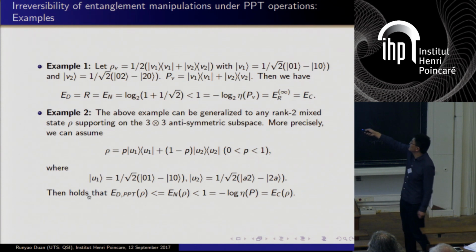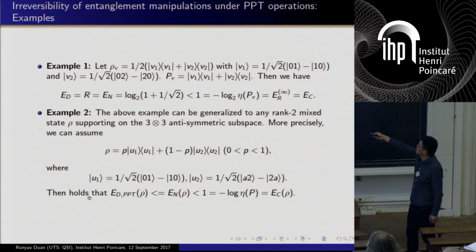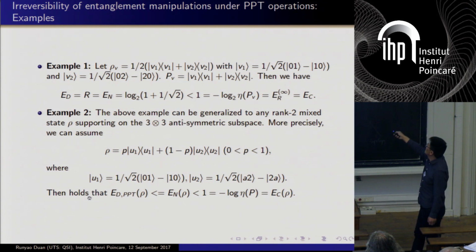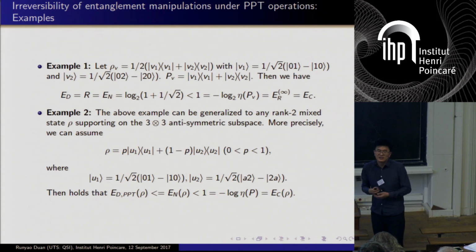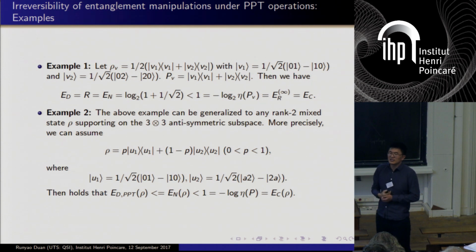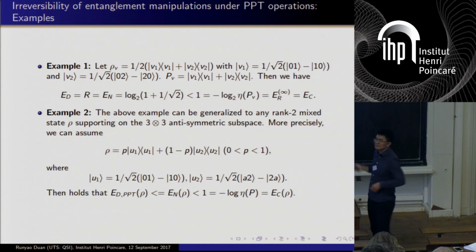And then we can show that ED is actually strictly smaller than 1, because we use this logarithmic negativity as the upper bound. But as we just proved, for this kind of state we only need one EPR state to prepare it. So the entanglement cost is just 1, actually exactly 1 ebit. So we have this separation.